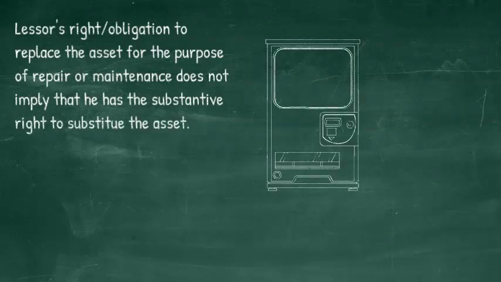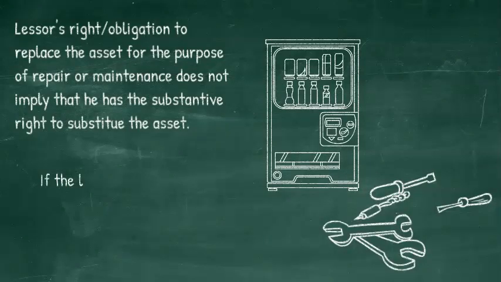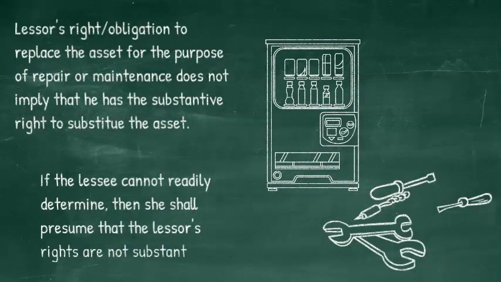So now, if the lessee cannot readily determine whether the lessor has substantive rights or not, because of many reasons, like she is unable to assess the practical ability of the lessor, then she shall presume that the supplier's rights are not substantive.